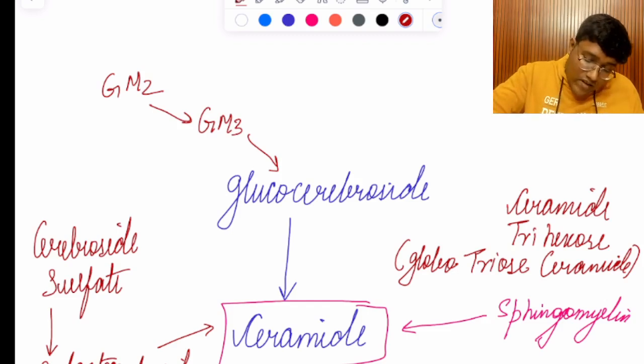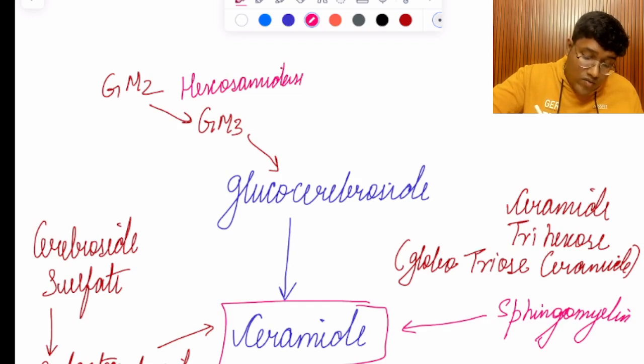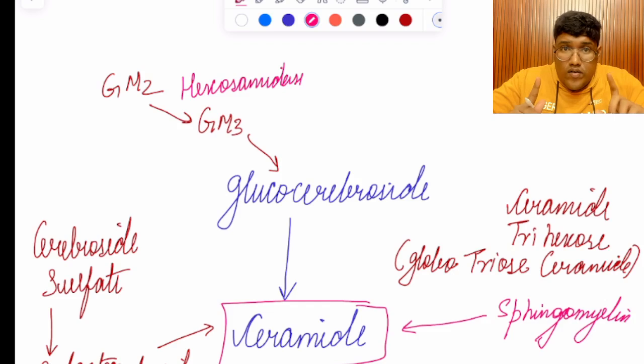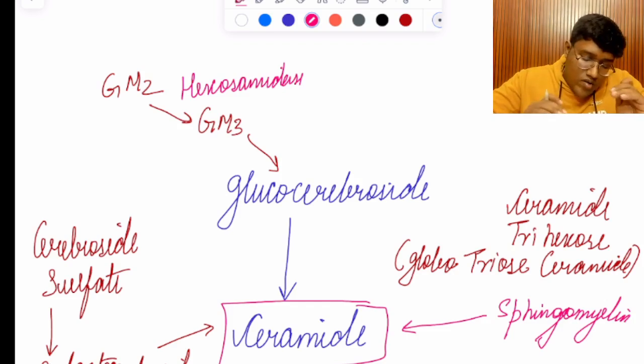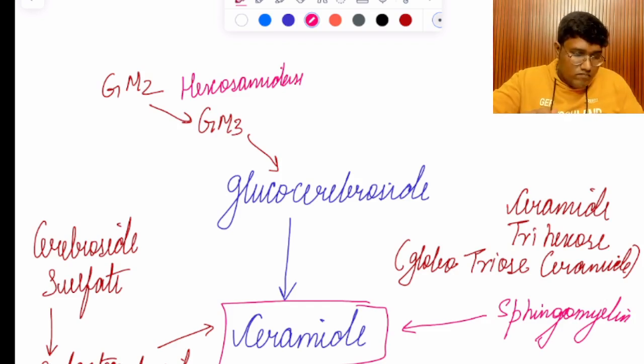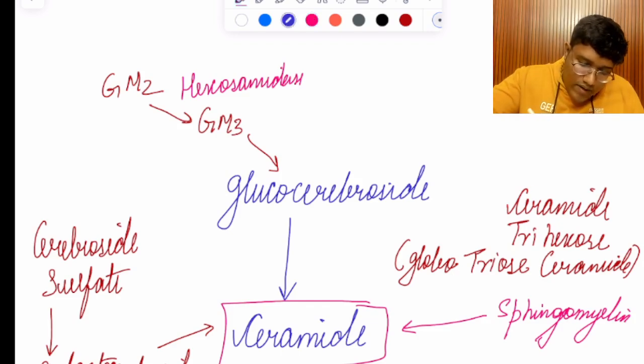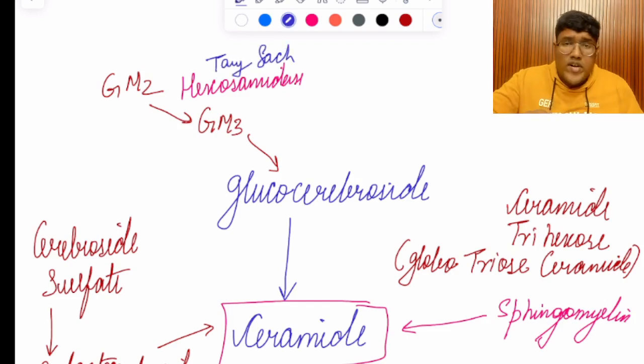So now let's put in the enzymes. GM2 to GM3 is the most commonly asked question. There's something called hexosaminidase, and the deficiency of this is going to cause Tay-Sachs. So GM2 to GM3, remember that it's not to glucocerebroside, it's GM2 to GM3 by hexosaminidase. That's the enzyme. Now let's link the diseases so it'll be easy. So this is Tay-Sachs disease, hexosaminidase. How to remember the clinical features? We'll come to that. This is important.